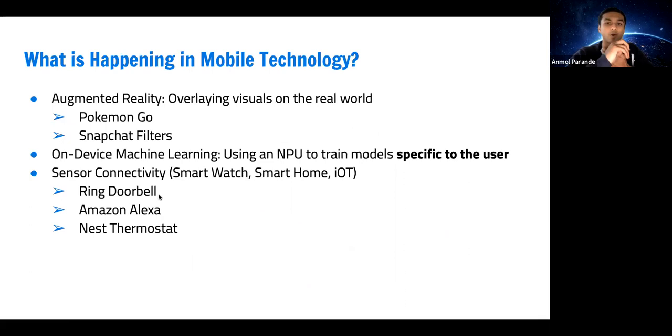And the other thing when we think about mobile applications and what's going to be successful is what's actually happening right now in terms of mobile technology. One of the main trends that's coming up right now, particularly on the iOS side of things, is augmented reality. So this is overlaying visuals on top of the real world. Think Pokemon Go or even Snapchat filters.